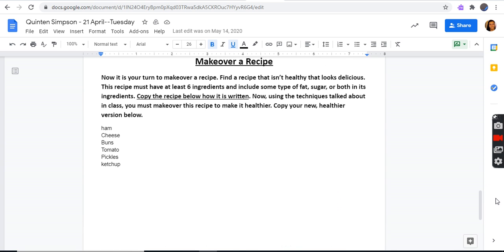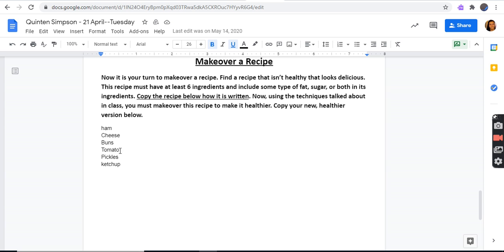Now it is your turn to make over a recipe. Find a recipe that isn't healthy but looks delicious. This recipe must have at least 6 ingredients and include some type of fat, sugar, or both in its ingredients. Copy the recipe below how it is written. Now use the techniques talked about in class. You must make over the recipe to make it healthier. Copy your new, healthier version below.